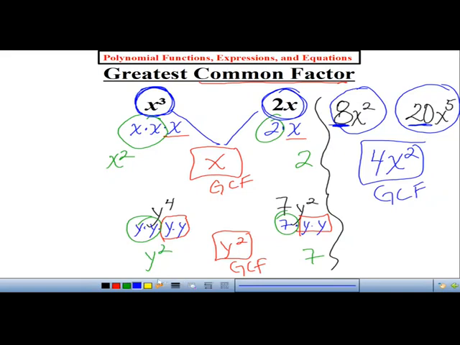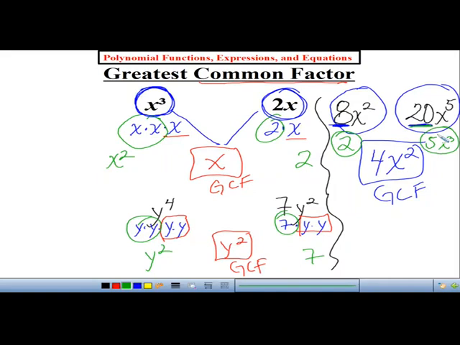All right. So now let's find out what is left. Check this out. 8 divided by 4 leaves us with 2. Since we already factored out the x squared, we don't need to write it. There it is. What is 20 divided by 4? 5. Since we factored out x to the 2nd, what is left? How many x's? 3. So it's x cubed.